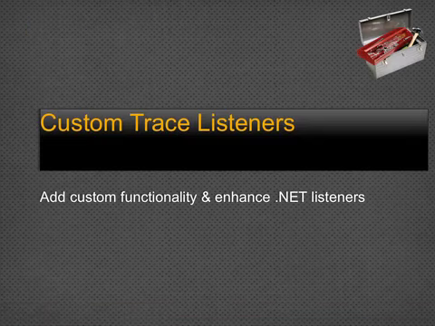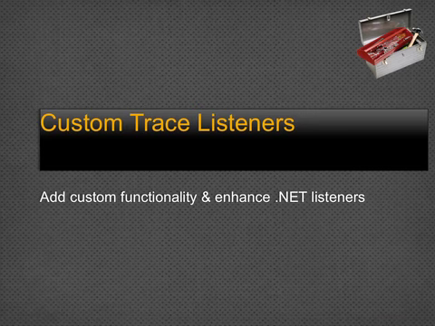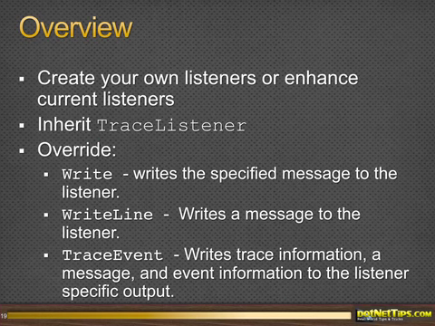What I really want to spend most of our time talking about today is the custom trace listeners, where, as you're going to see, you can add functionality to the current trace listeners or even just create your own. If you want to create your own trace listener, you just, of course, inherit the trace listener class. It's really easy. And then you can override write, which writes the specified message to the listener, write line, which writes messages to the listener, and trace event, which is where most of the code will actually go, I'll show you. This writes the actual data blobs to whatever trace listener mechanism you have set up.